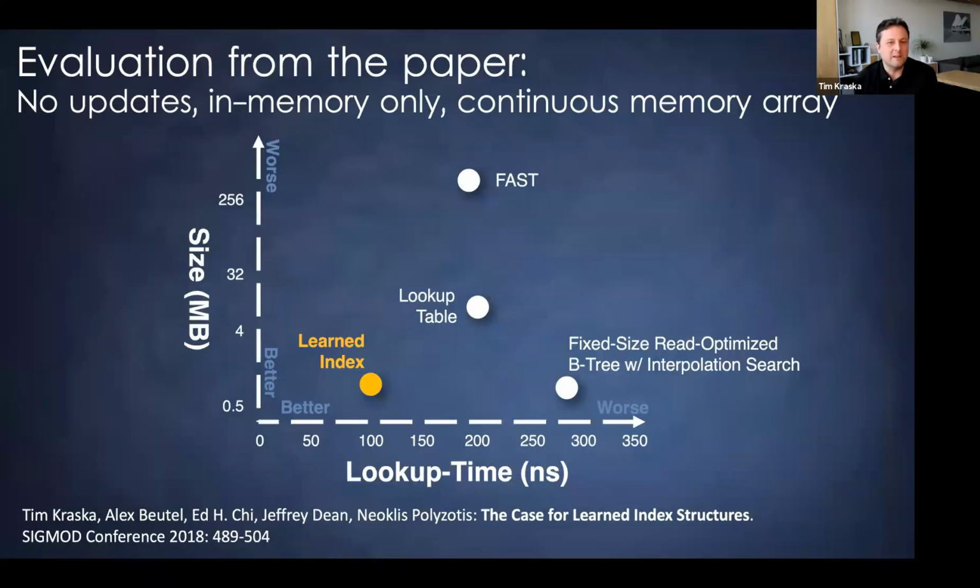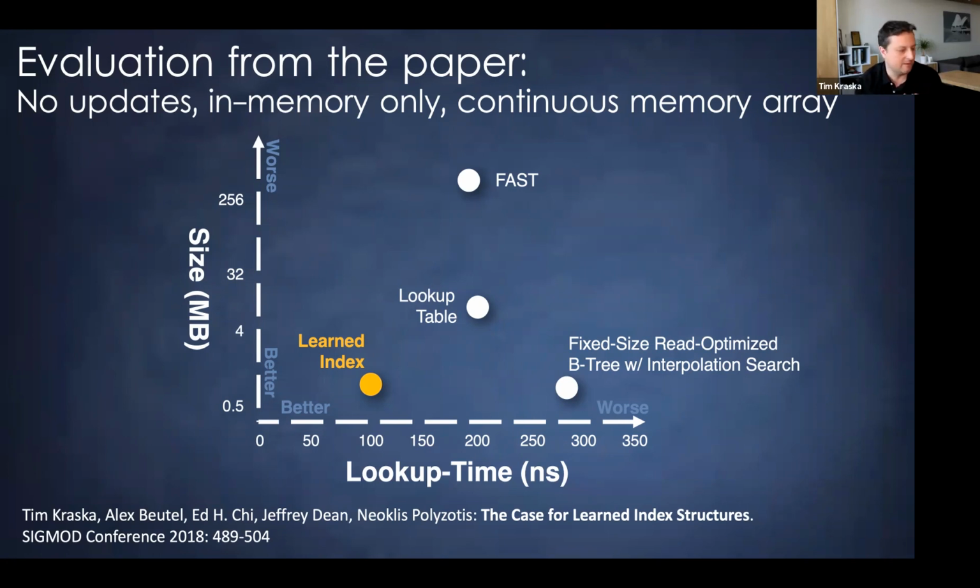Okay, so we did an early evaluation of that in the paper, and we show that compared to other data structures for various data sets, we actually get pretty good performance. What you see here in this experiment is that the y-axis is the index size, the x-axis is lookup performance, so where you want to be is the lower left. And the learned index structures performed really well compared to other alternatives like FAST, a highly optimized data structure, lookup tables, fixed-size B trees with interpolation search and so on.